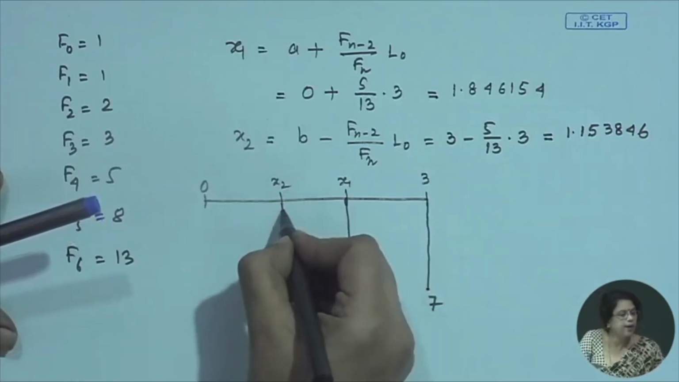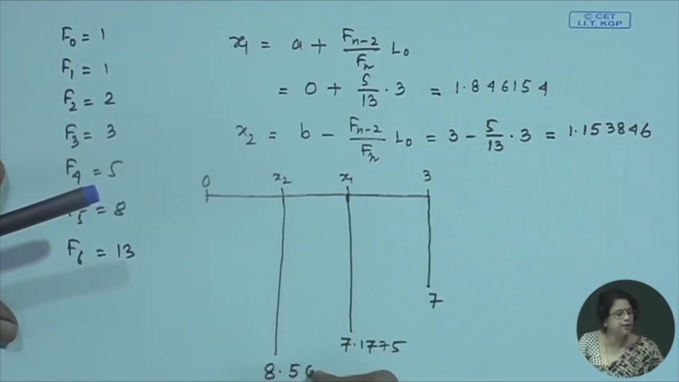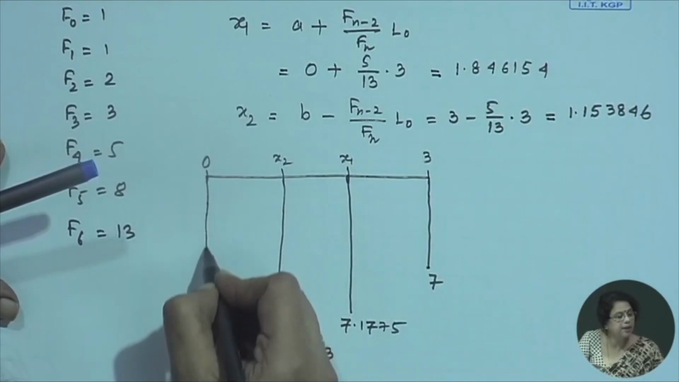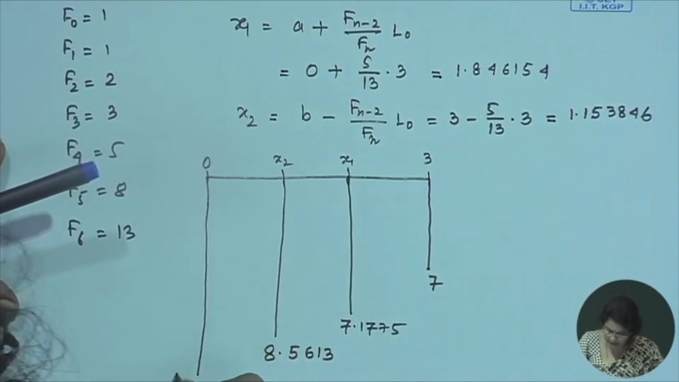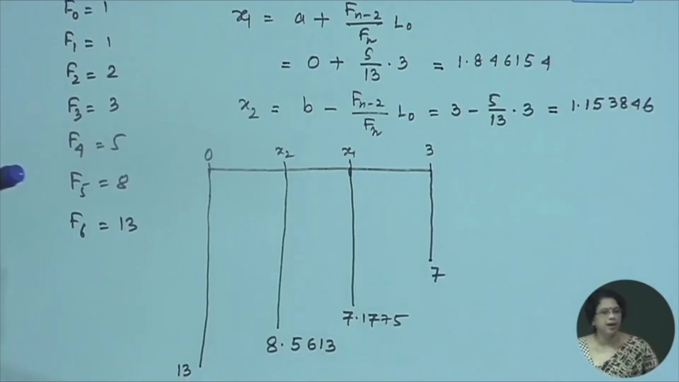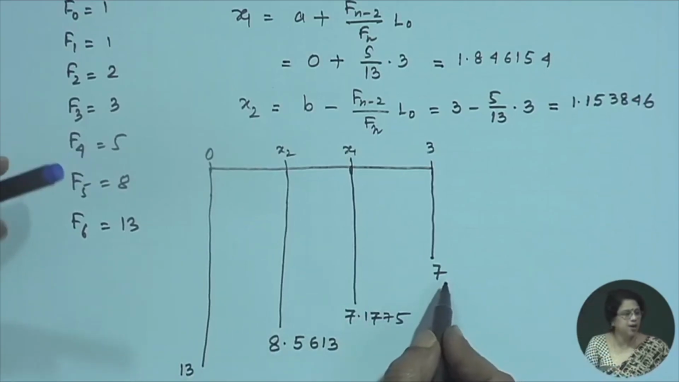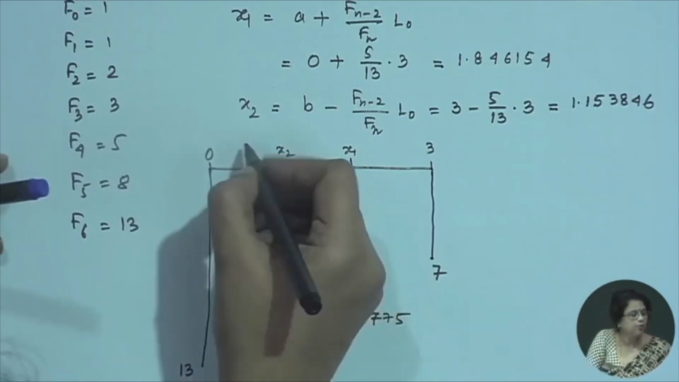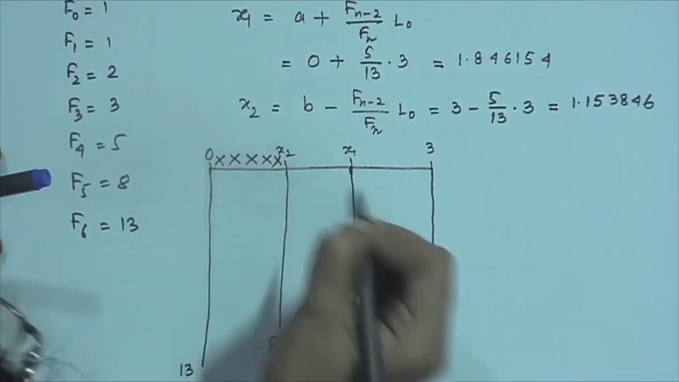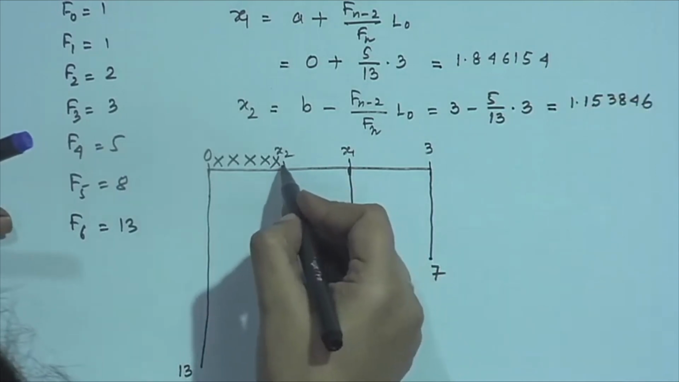x2 the value is coming greater, 7.1775, and x1 is coming 8.5613, and this is coming much more, value 13. What did you see? The optimum cannot lie here at all. I am considering the minimum value, and these are the higher values. That is why the optimum cannot lie from this to this. Okay. My new interval of uncertainty would then be from x2 to 3.